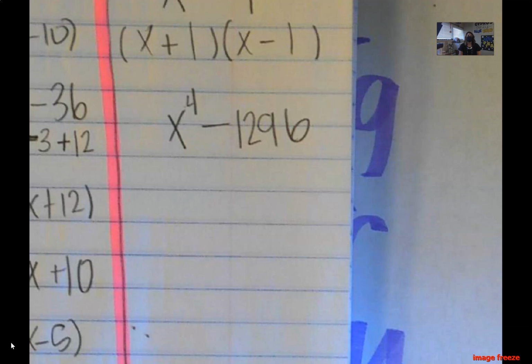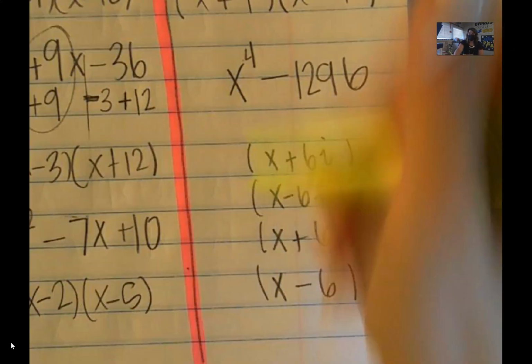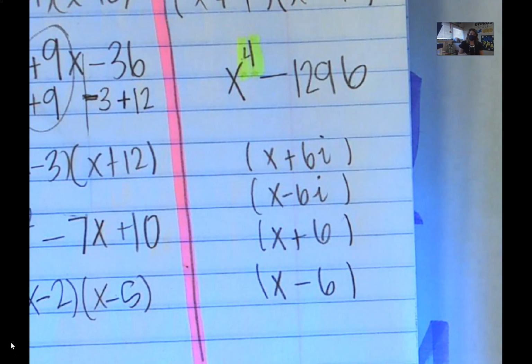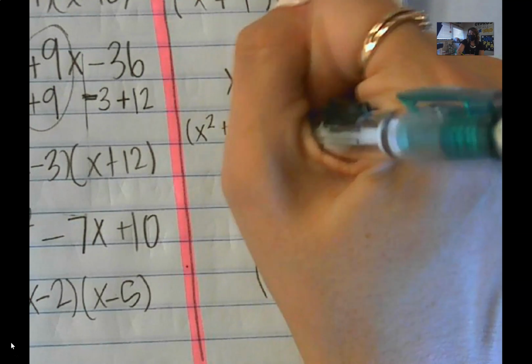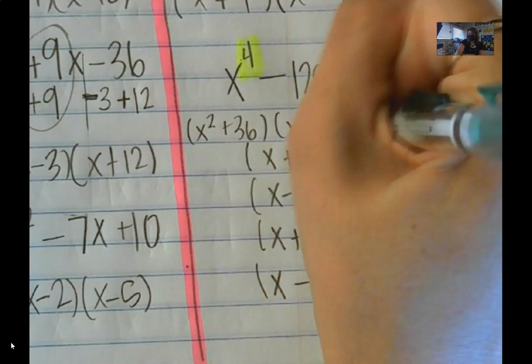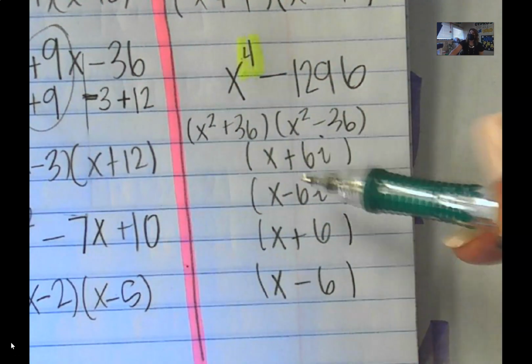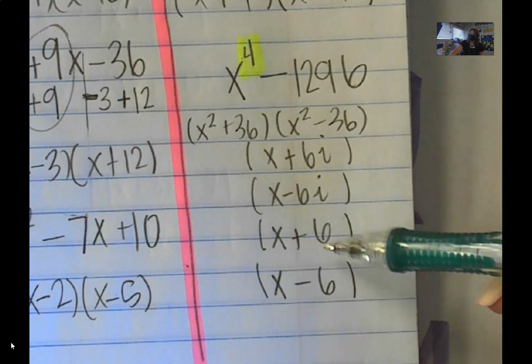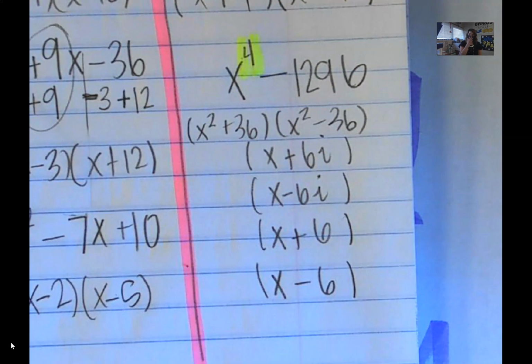Okay, how many binomials should you have? 4. So remember, because this is an x to the 4th, that one factors twice. So you end up getting x squared plus 36, x squared minus 36, which then factors down to x plus 6i, x minus 6i, x plus 6, x minus 6. Does that jog your memory? I think that was a yes.